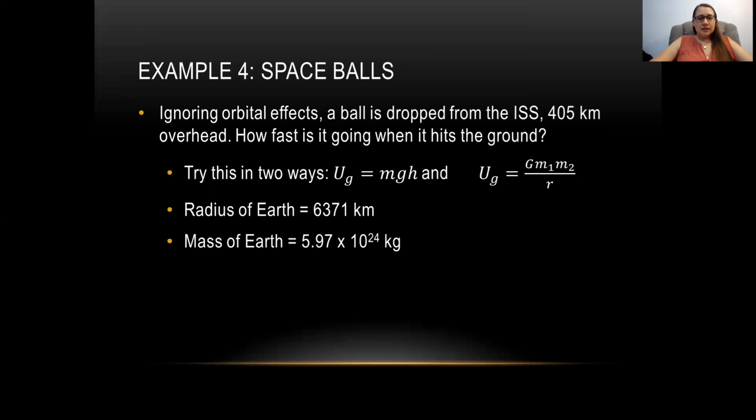All right, so let's take a look at one of these examples here. If we ignore orbital effects, a ball is dropped from the International Space Station 405 kilometers over the surface of the Earth. How fast is it going when it hits the ground? Okay, so we're going to try this 2 different ways, one using the old method and one using our new method here. I'm sorry, this equation should have a negative in there. Negative is important. Okay. So the radius of the Earth, 6,371 kilometers. The mass of the Earth, 5.97 times 10 to the 24 kilograms.